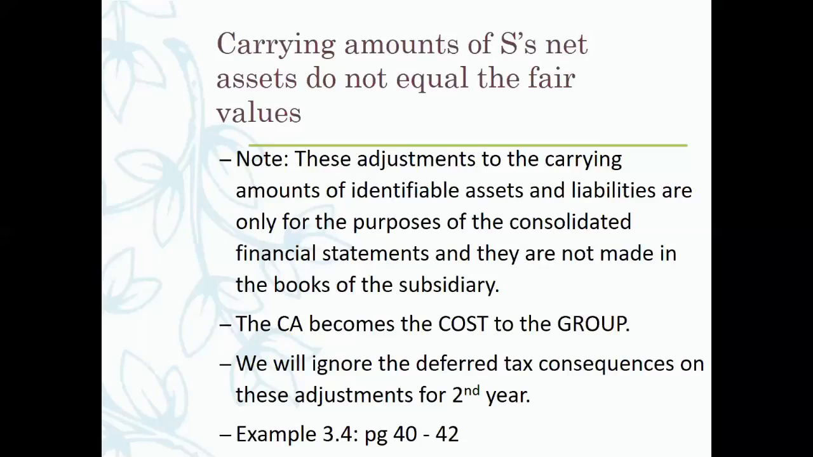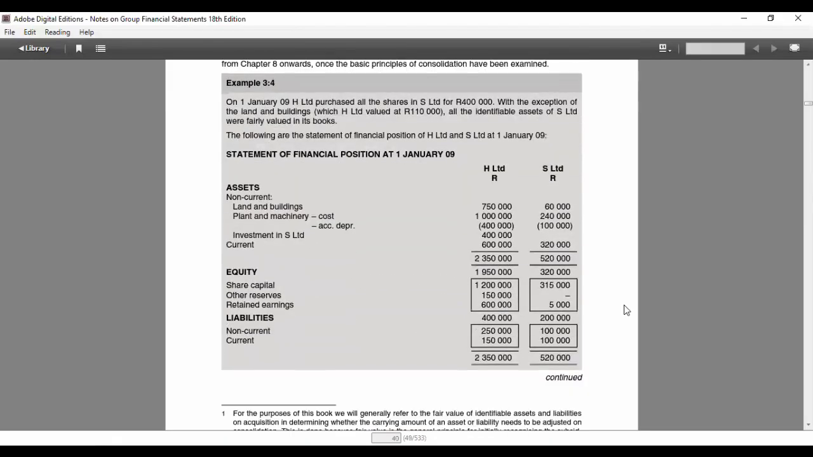Okay, also note, when we are having a look at consolidations, our carrying amounts of our property, plant, and equipment will become the cost to the group. Okay, and then there is deferred tax consequences with respect to the revaluations. However, for second year, we are not examining that. So you may ignore any deferred tax consequences with regards to these adjustments that we have just discussed. And we're going to look at example 3.4 on page 40 in order to go through that. Okay, example 3.4 is illustrating the fact that when we purchase, sometimes we don't agree with the valuation.